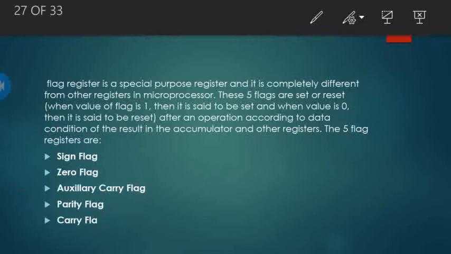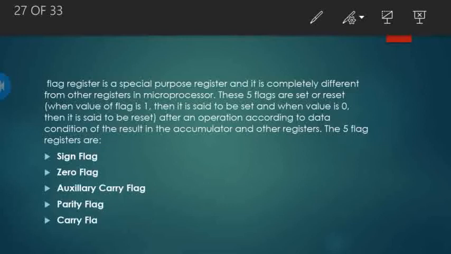Next is the zero flag. The zero flag is used to indicate whether, after performing the calculation, the result is 0 or not. If the result is 0, the flag will be set, that is, the flag will be set to 1. If the value of the zero flag is 1, it means the result after the operation is 0. If the result is non-zero, the value of the flag will be 0.